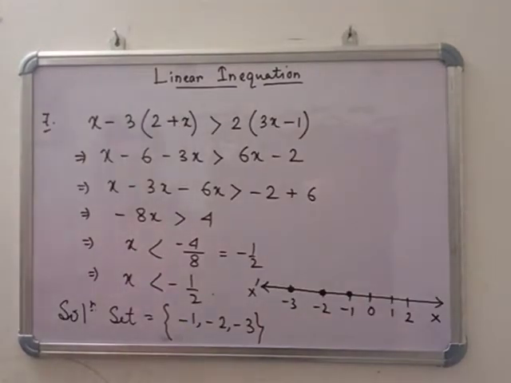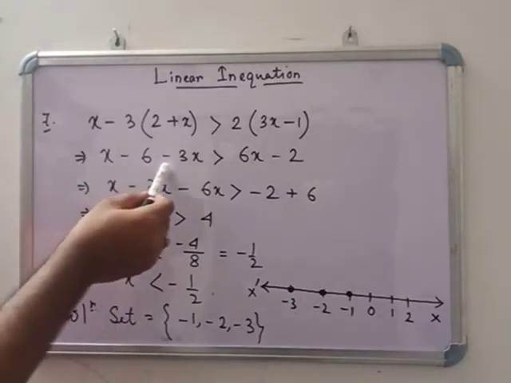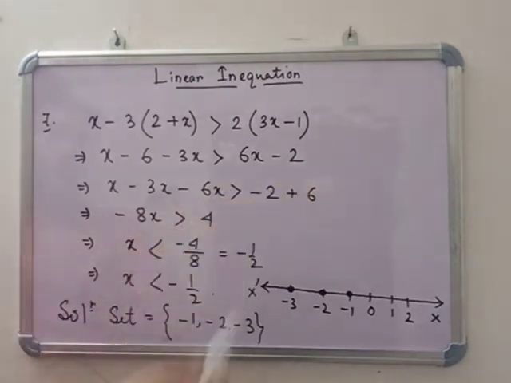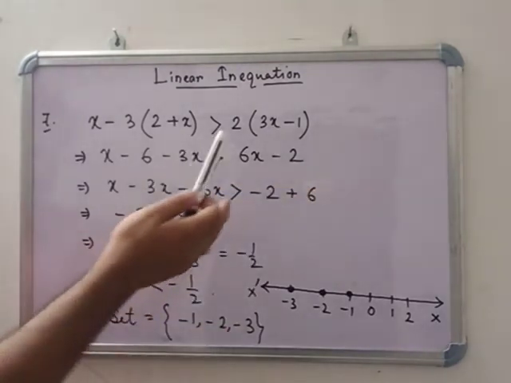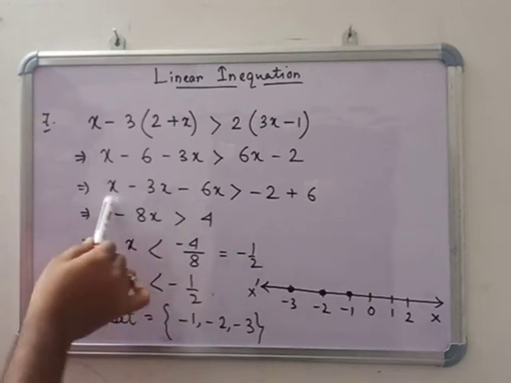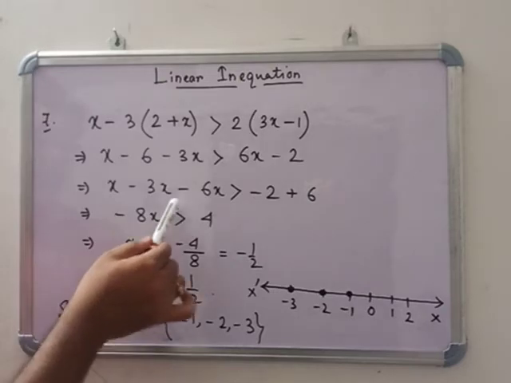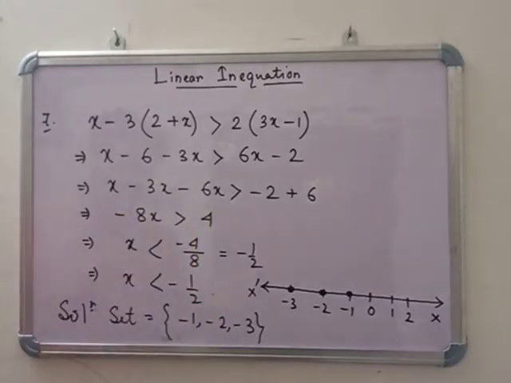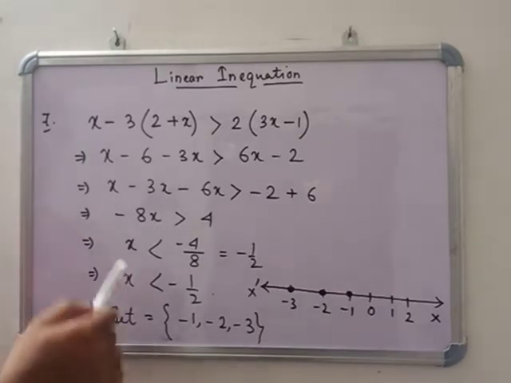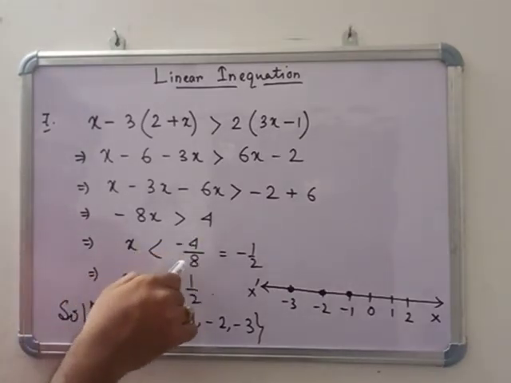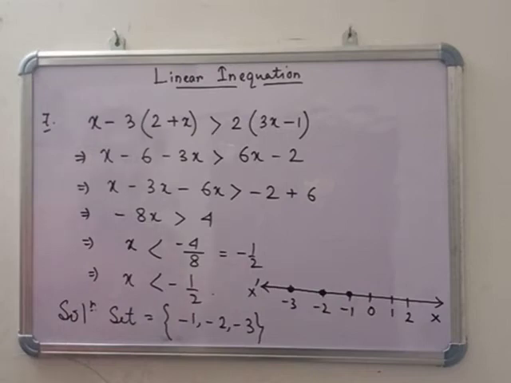Now in number 7, see that x minus 3 into 2 plus x greater than 2 into 3x minus 1. If you open the bracket, then you can write x minus 6 minus 3x greater than 6x minus 2. Now we are writing x on the left side and the numbers on the right side. So x minus 3x minus 6x greater than minus 2 plus 6. That means minus 8x greater than 4. If we divide both sides by minus 8, then we get x is less than minus 4 by 8. That means minus half. So x is less than minus half.